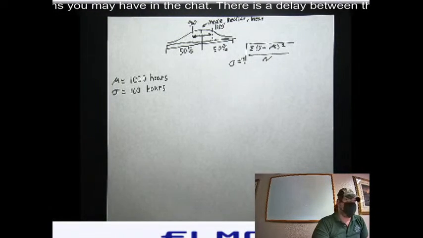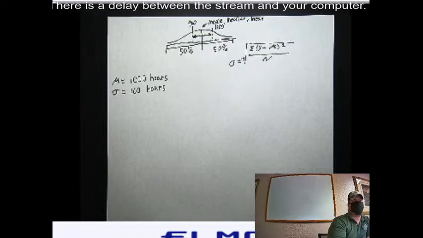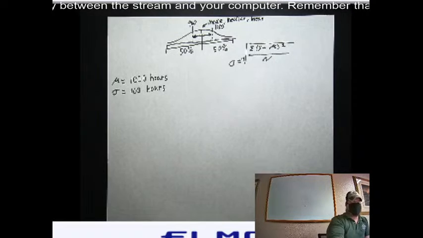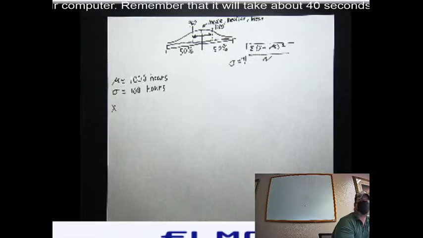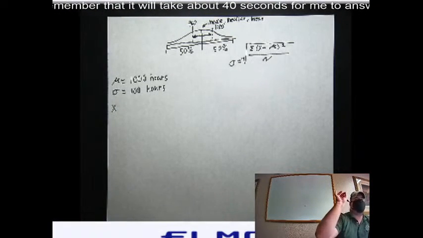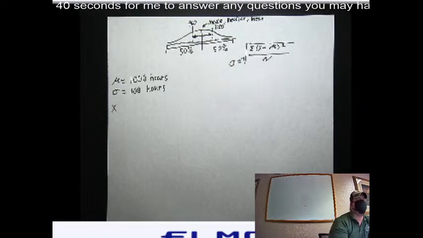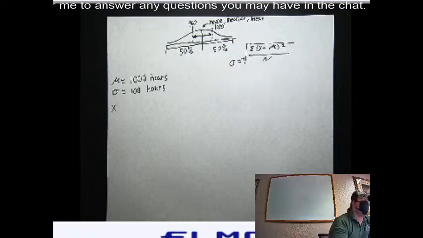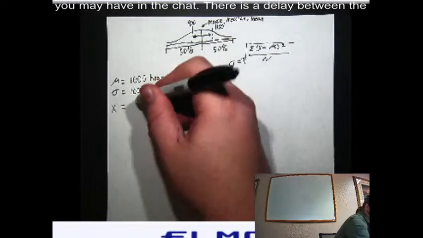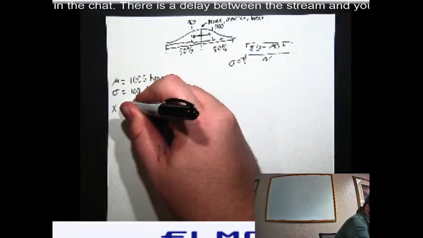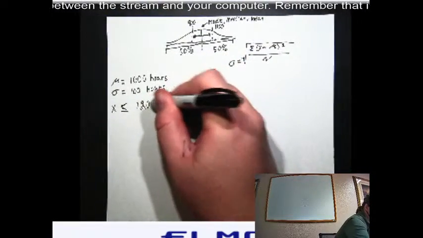Okay. Now let's go one step farther. Maybe we don't want to know general information. We want to know something really specific. Like, what is the probability that if we take one light bulb off the assembly line and test it, that it will have a lifespan of somewhere up to, not equals, less than or equal to, so up to 1,200 hours.